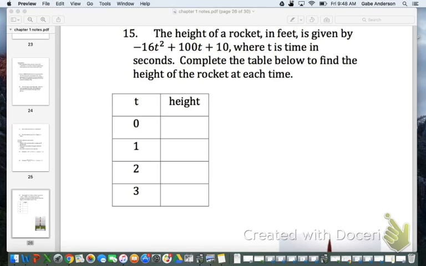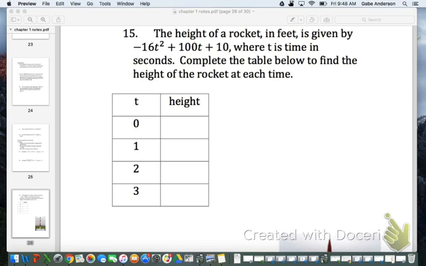For those of you that are interested in a physics type topic, this is very much a physics type topic, high school physics for sure. Let's read it really quick again for those of you that are auditory learners. You can kind of read and listen along. For those that just want to read, just read. So it says this: height of a rocket in feet is given by that expression, -16t squared plus 100t plus 10, where t is time in seconds.